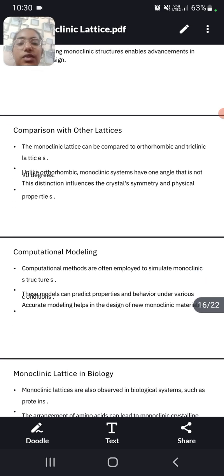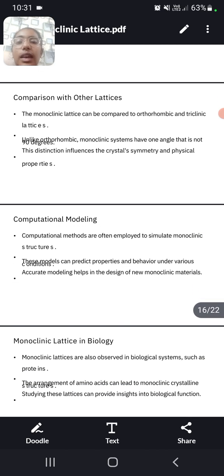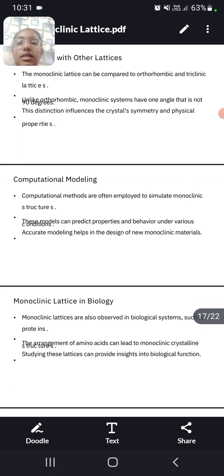Next is comparison with other lattices. The monoclinic lattice can be compared to orthorhombic and triclinic lattices. Unlike orthorhombic, monoclinic systems have one angle that is not 90 degrees. This distinction influences the crystal symmetry and physical properties.